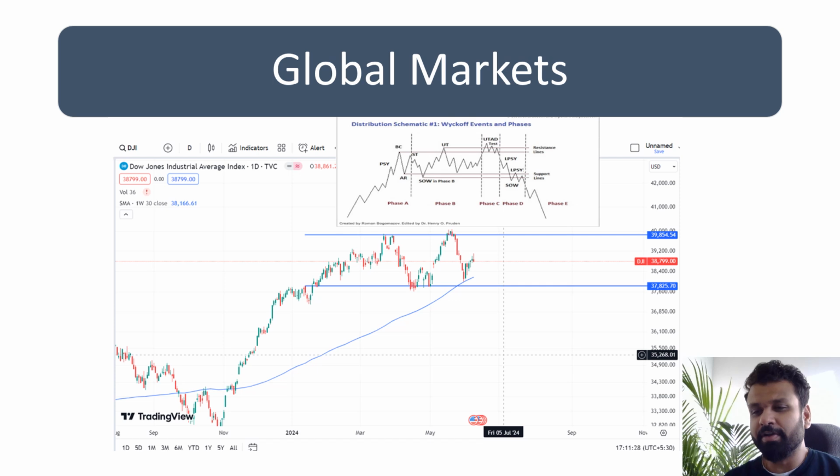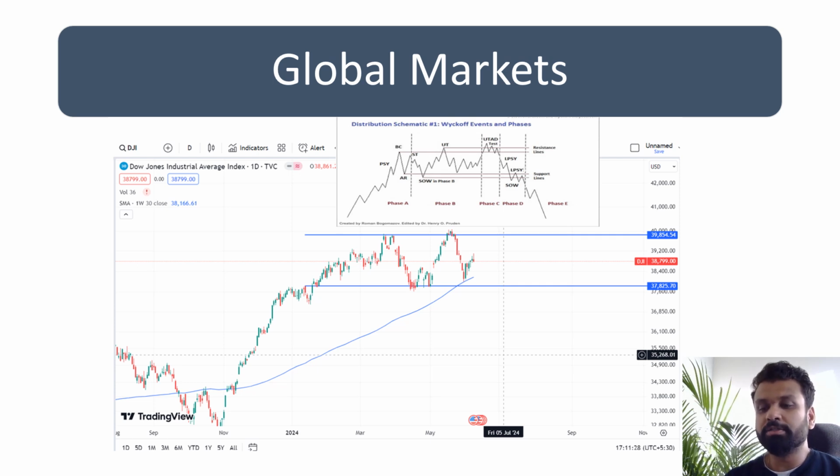So India VIX, I have removed it because it does not make sense anymore, because the volatility would be quite low, as there is no major event that is going to come up. So I've replaced that with global markets. So we are looking at Dow Jones here.